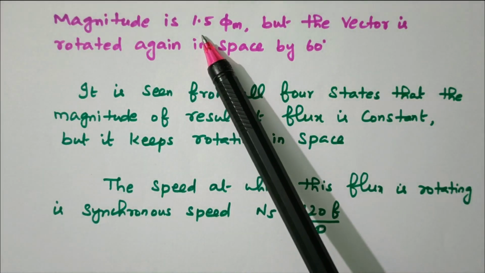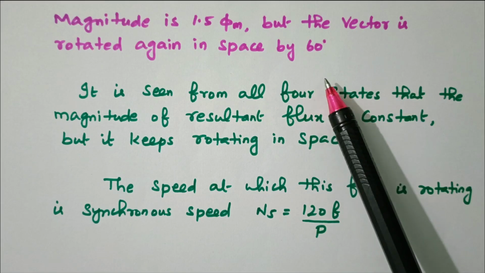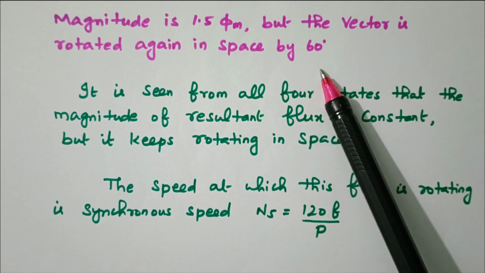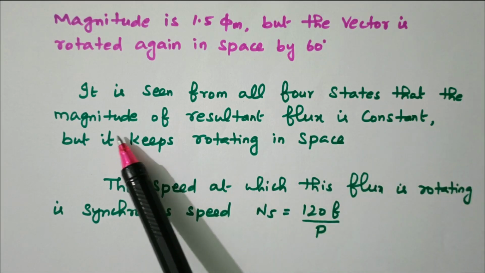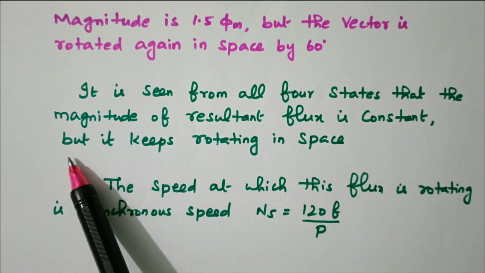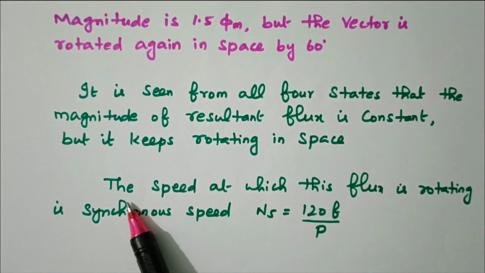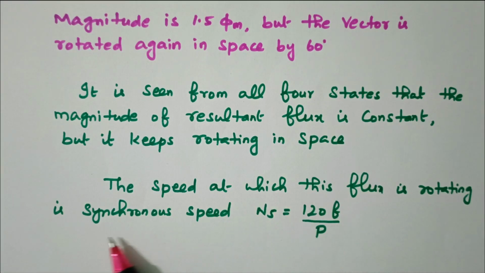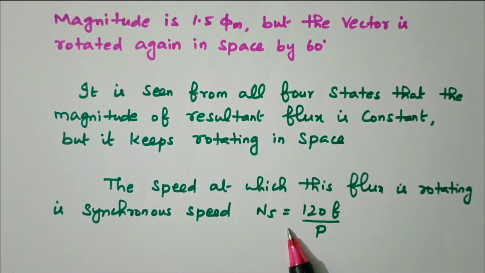So the magnitude is 1.5 phi m, but the vector is rotated again in space by 60 degrees. It keeps on rotating, that's why it's called a rotating magnetic flux. It is seen from all 4 states that the magnitude of the resultant flux is constant, 1.5 times the maximum flux, but it keeps rotating in phase, by every 60 degrees. The speed at which this flux is rotating is the synchronous speed, Ns equals 120 f by P. So the flux is constant, but it is rotating.